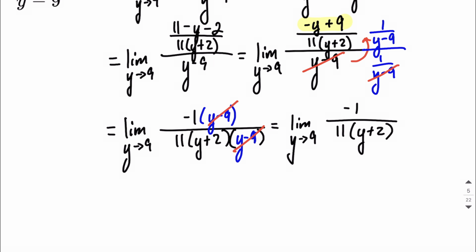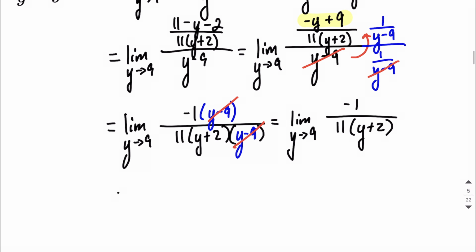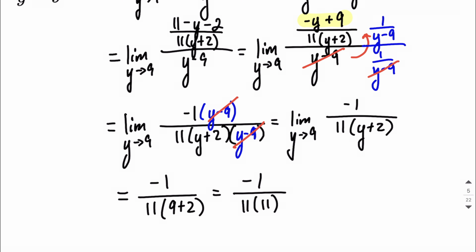So at this point, what we want to do is go back to the basics, back to the beginning, and we're going to evaluate this by replacing our remaining y with a 9. So that's going to be negative 1 over 11 times 9 plus 2, or a little bit more reducing down, I guess that's 11 multiplied by 11 as we add the 9 plus 2. And we'll finish up by doing 11 times 11 makes 121. And that will be this limit.